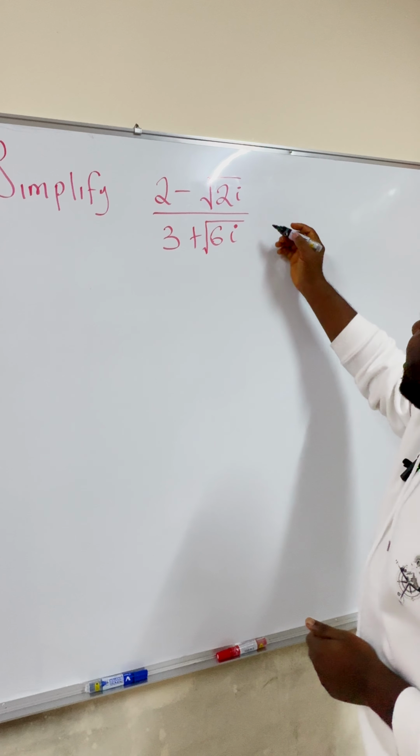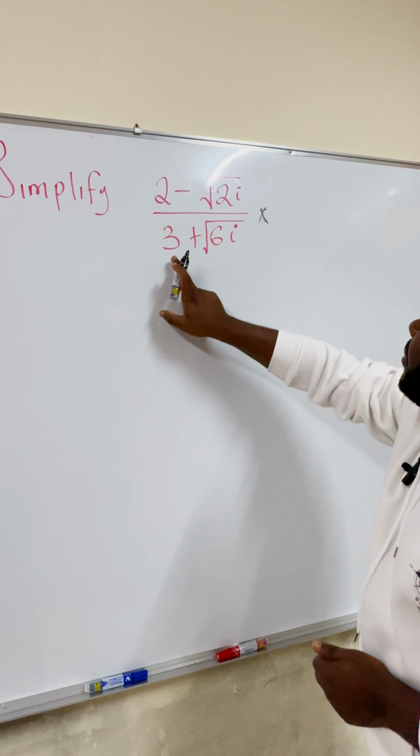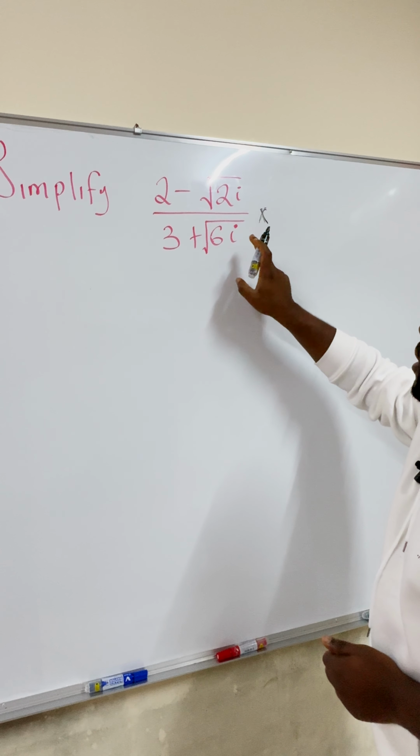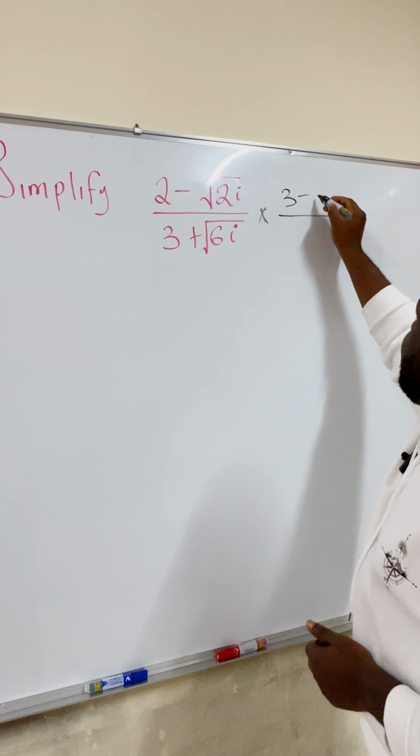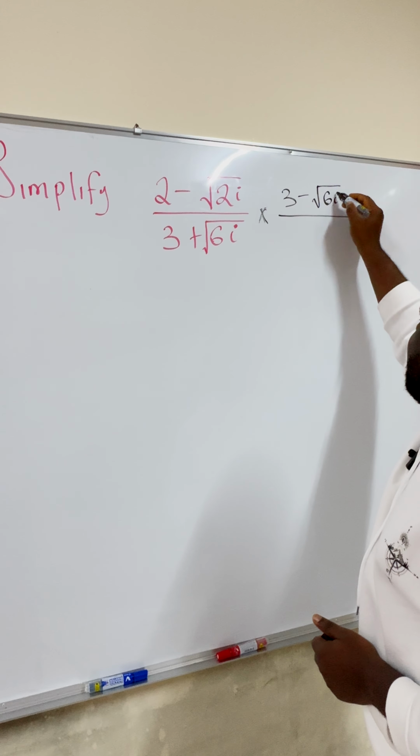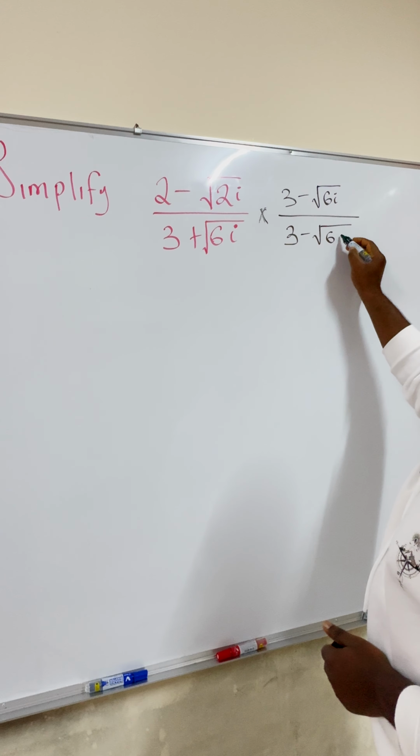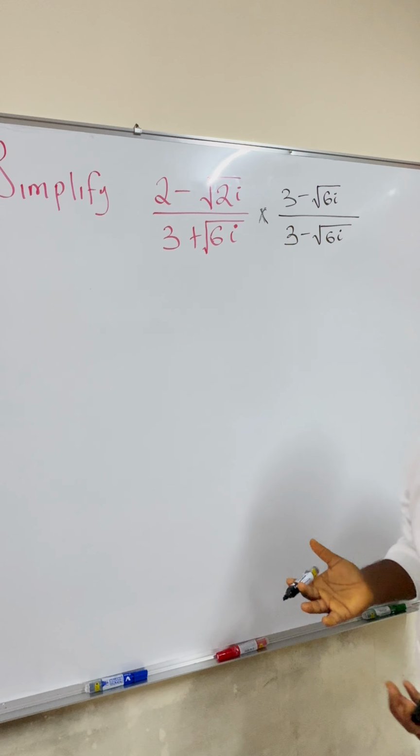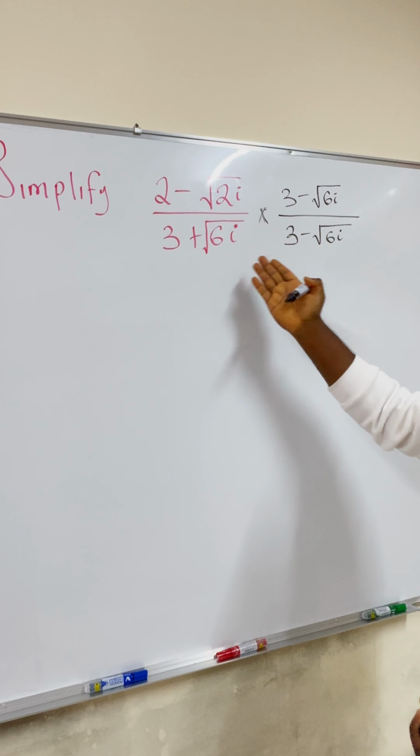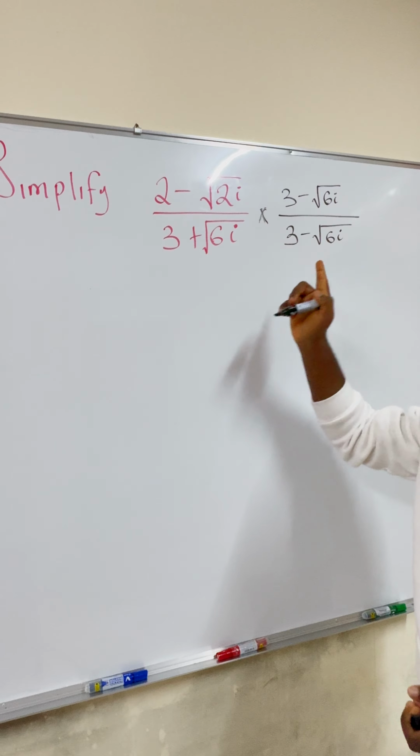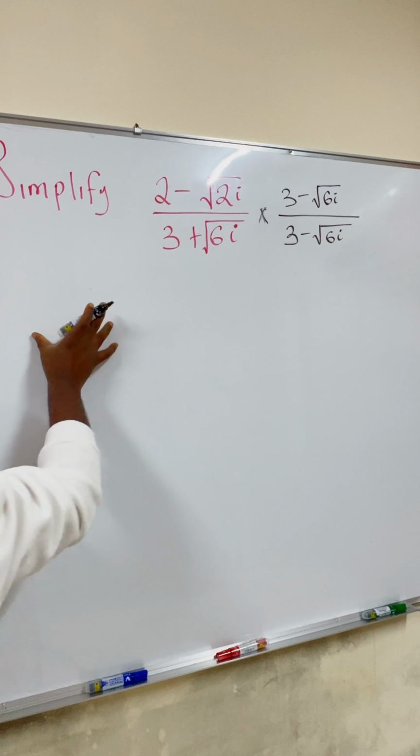So the conjugates is going to be, we have 3 plus square root of 6i. The conjugate of this is going to be 3 minus square root of 6i, multiplied by, I say divide by, square root of 6i. So that is just the conjugate. What we just need to do is to multiply through so that we can cancel this imaginary part on the denominator. So basically, I'm going to write it from here.